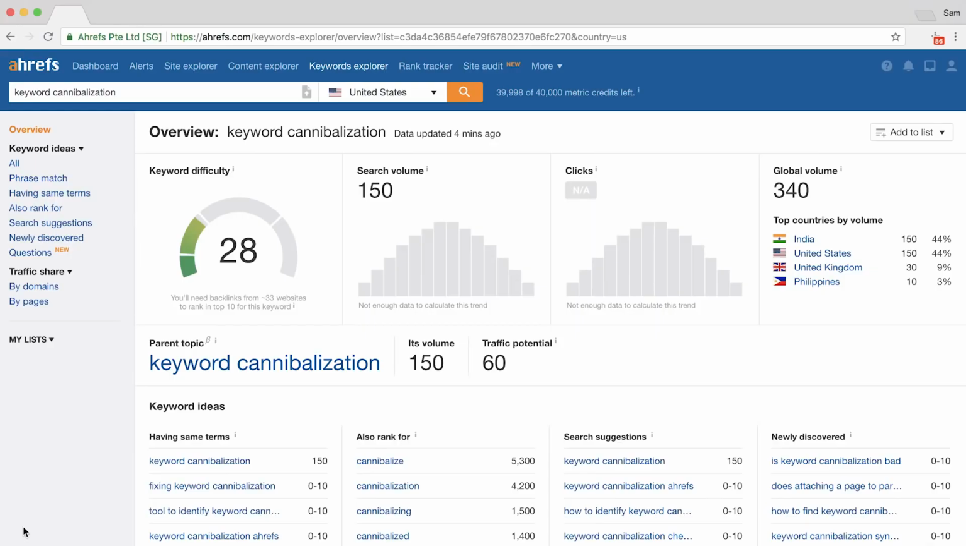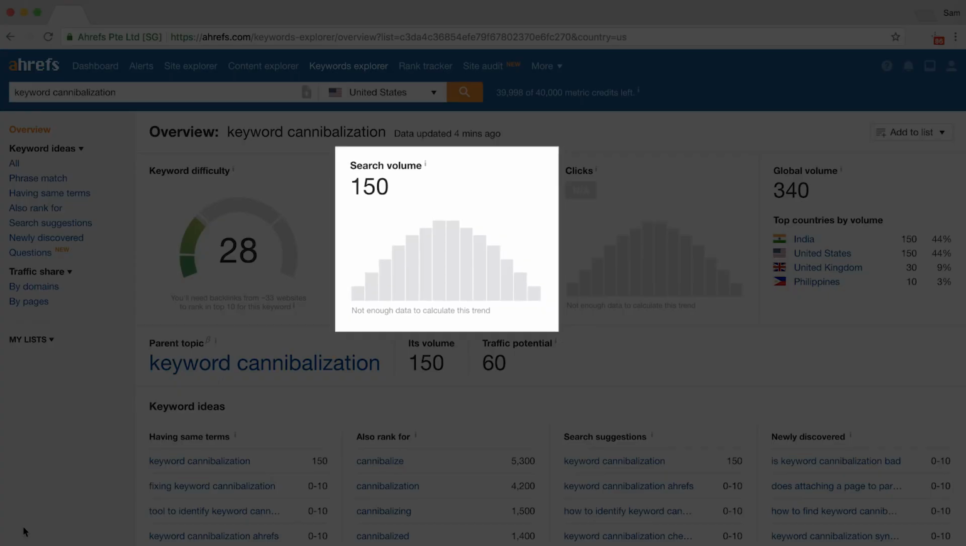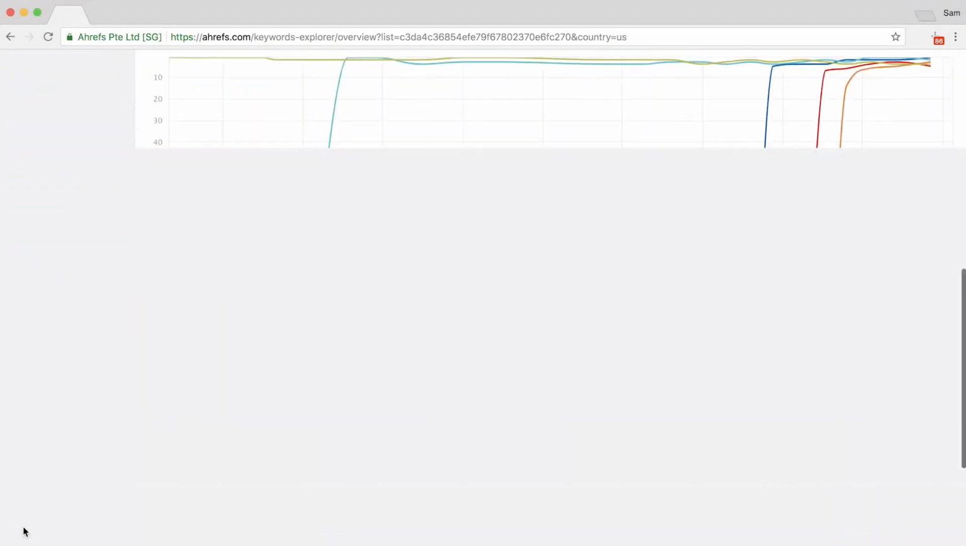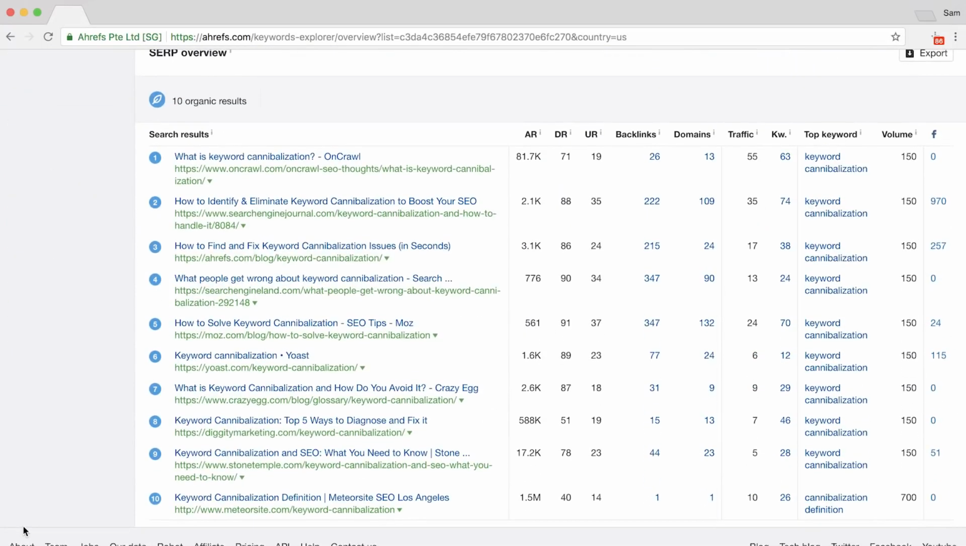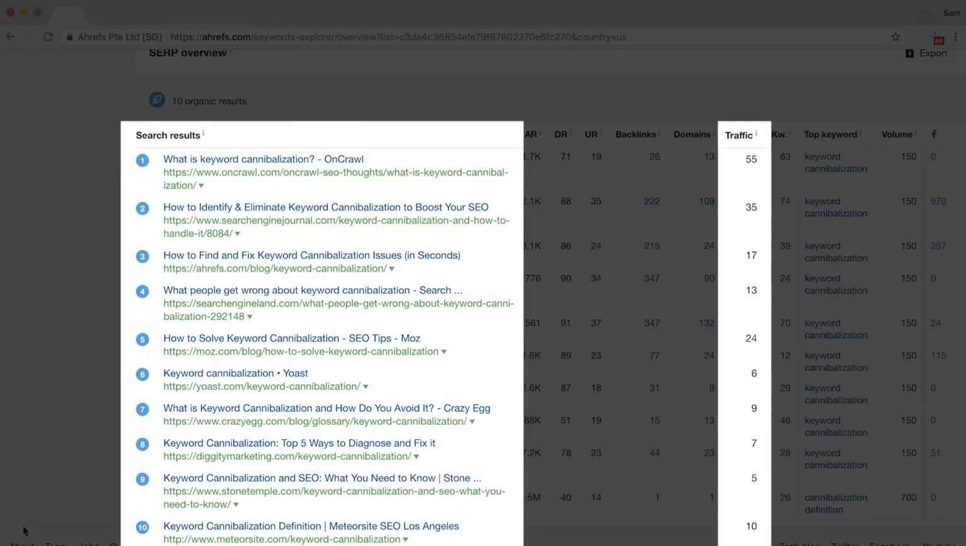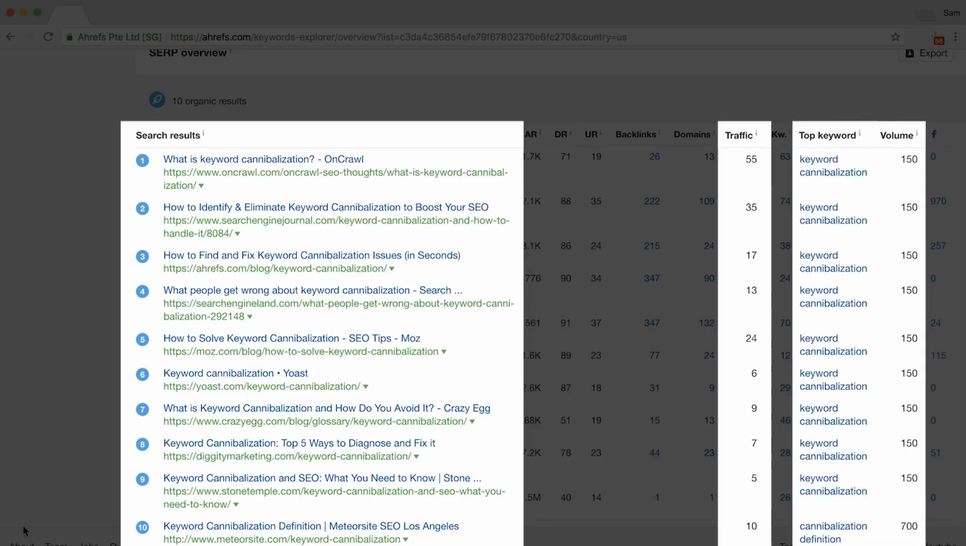So for example, if we look up keyword cannibalization in Keywords Explorer, you'll see that this query has a monthly search volume of 150 in the United States. Scrolling down to the top 10 SERP, you'll see that the top ranking pages get significantly less traffic than the suggested search volume, and none of the pages rank for a particularly large number of keywords. The topic of keyword cannibalization doesn't fit into a larger topic.